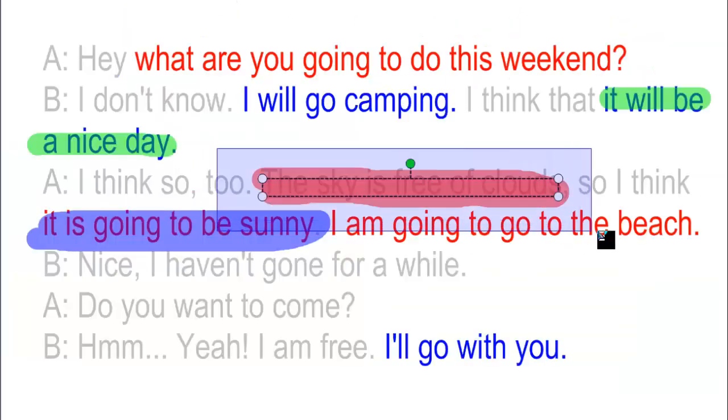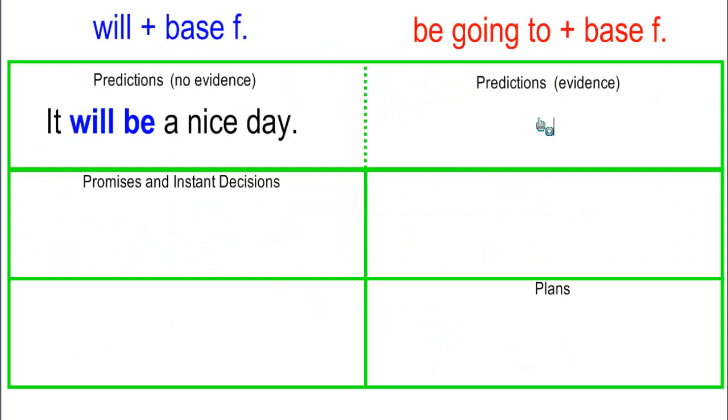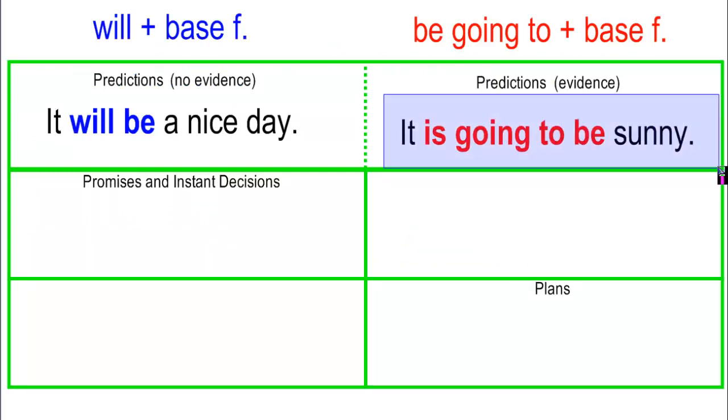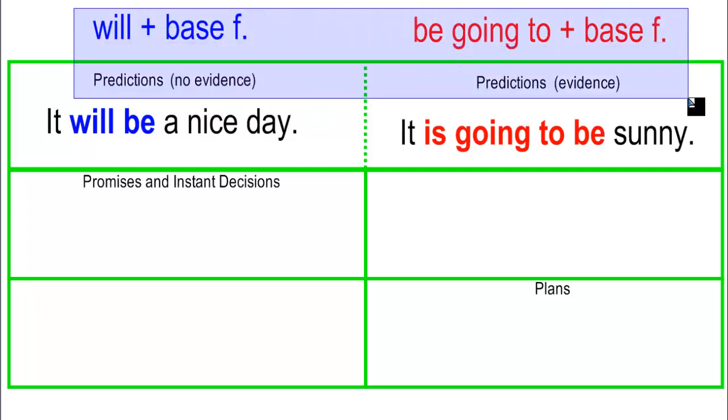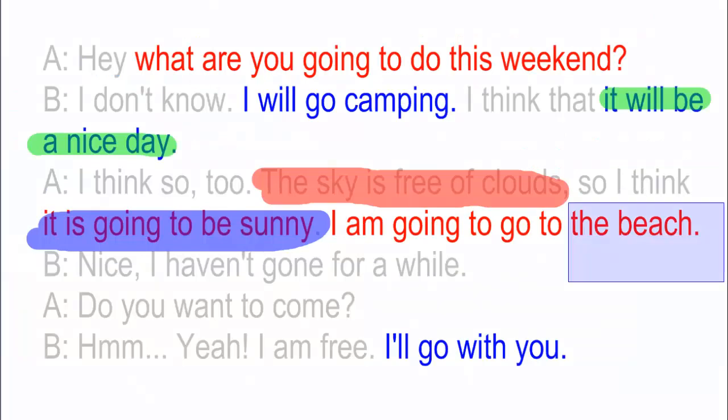Like in the case, the sky is free of clouds. So you're showing some evidence. So I think it is going to be sunny. In that case, you have it is going to be sunny. So that's the difference. In one case, you're showing evidence, and in one case, you're not showing any evidence. Obviously, this is a little bit subjective, so that's why essentially the two are the same. Remember, you can use will or be going to for both cases with predictions. Because sometimes, what's evidence in some situations? It can be a little bit abstract. Now, another thing. Let's continue.